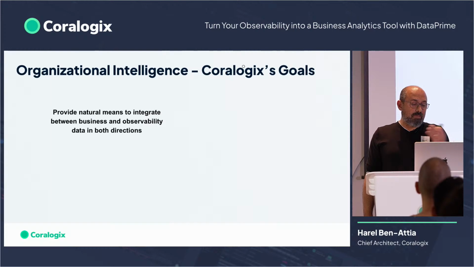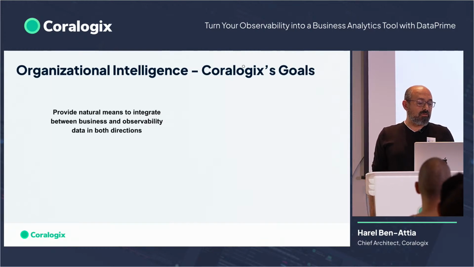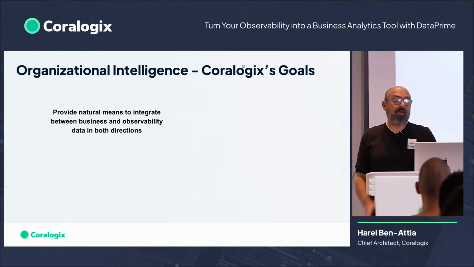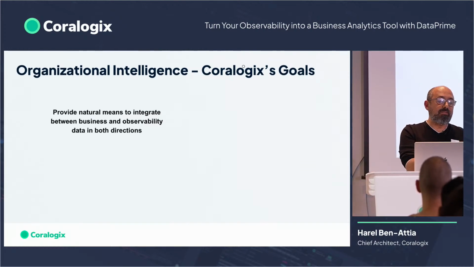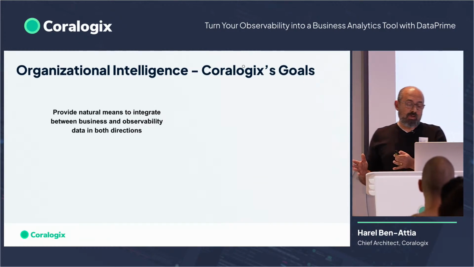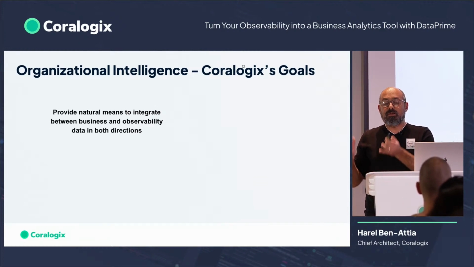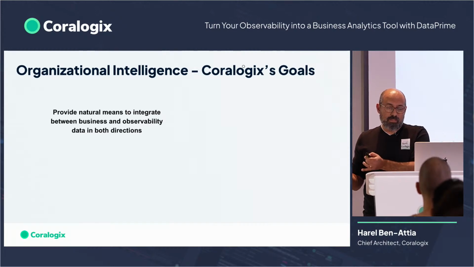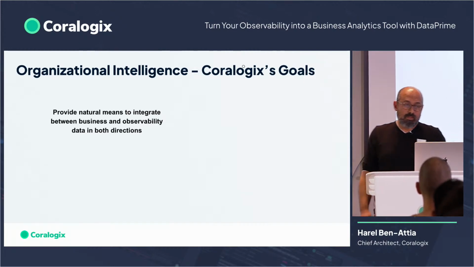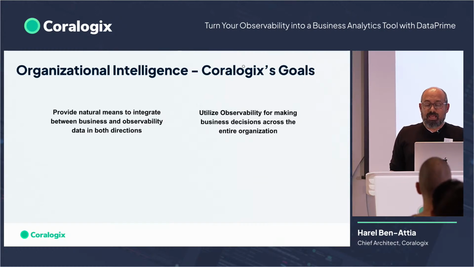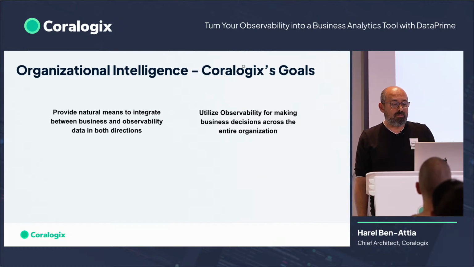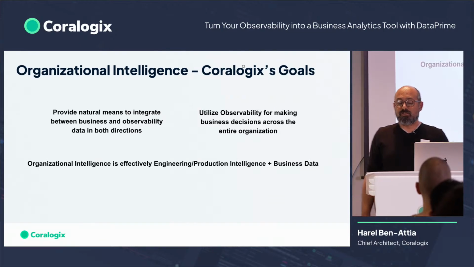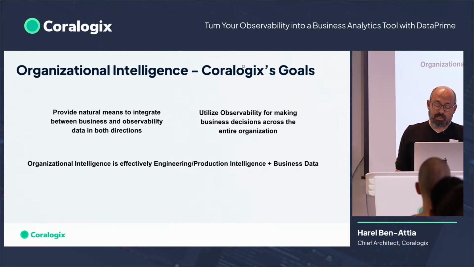So to summarize, we are aiming to provide natural means to integrate business and observability data in both directions: taking observability tooling, capabilities and mindset into the organization level and the business level, and also taking data and metadata from the organization into the observability, in order to augment the value both ways. The end goal is to utilize observability for making business decisions across the entire organization without having decision silos. So organizational intelligence is effectively engineering and production intelligence augmented by business data.